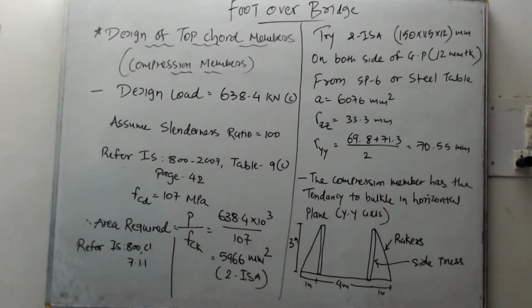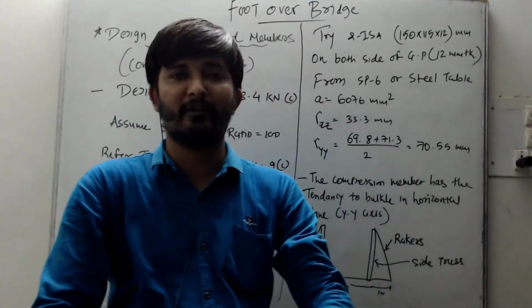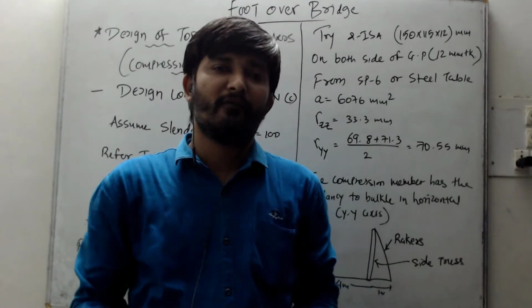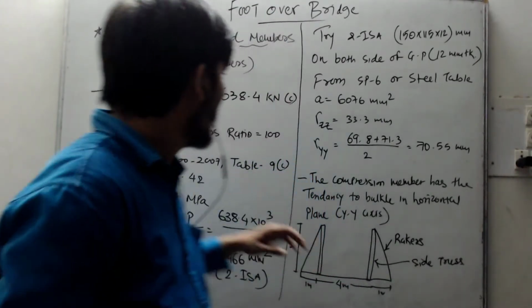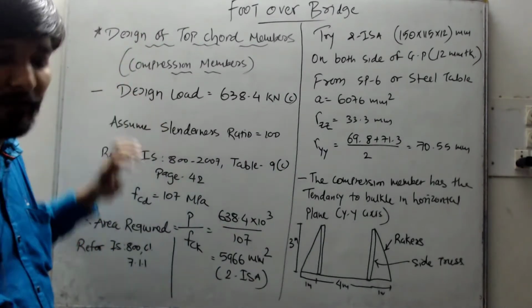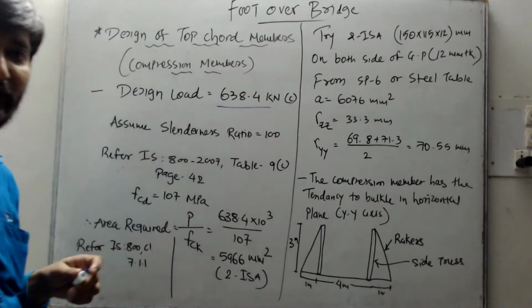So welcome back. Next we are going to do the design of a top chord member. In the previous session we did the design of a bottom chord member, which was tension members. Today we are going to do the design of a compression member, which is also called the top chord members, right? For the design of a top chord member, we already have the design load with us, which is 638.4 kilonewton. This we already calculated.